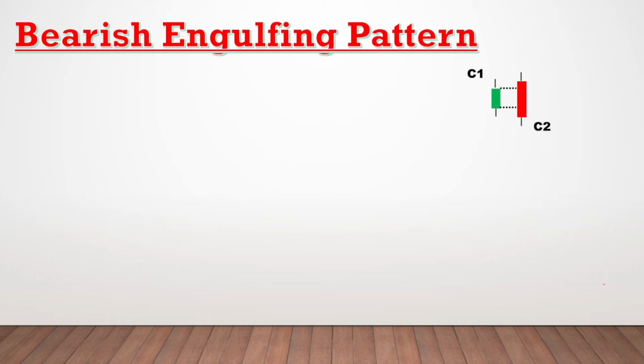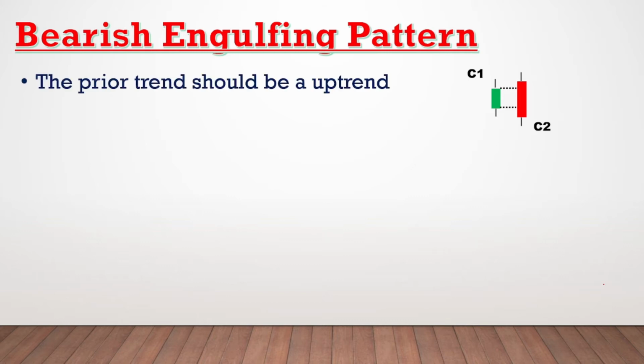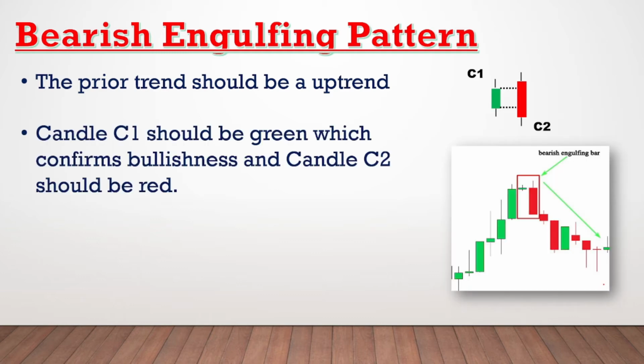This is quite the opposite of what we discussed in the bullish engulfing pattern. Let us try to understand some important points. Again, the previous trend should be an uptrend. Here you can see a candle C1 and a candle C2. The first rule is that the previous trend should be an uptrend, where every day the market opens higher compared to the previous day's close and closes higher to form a new high.